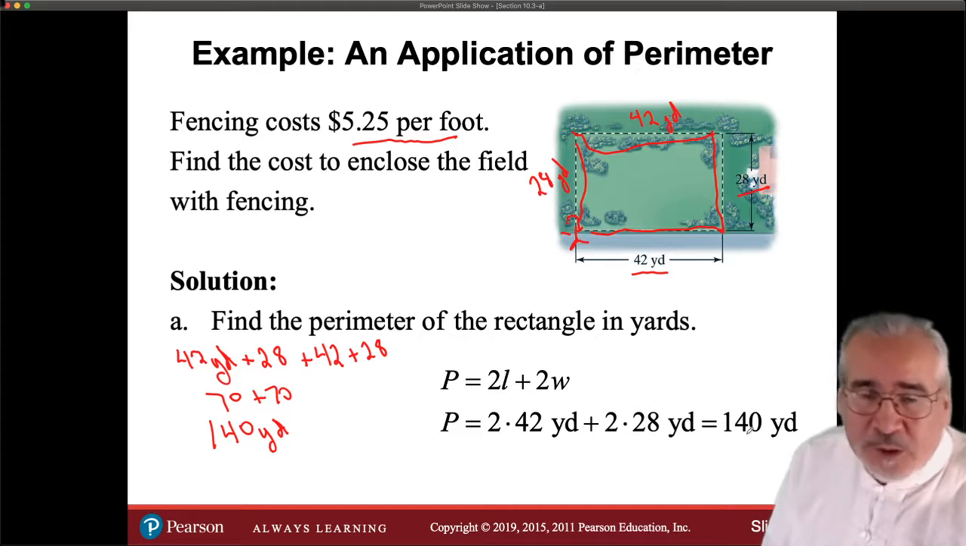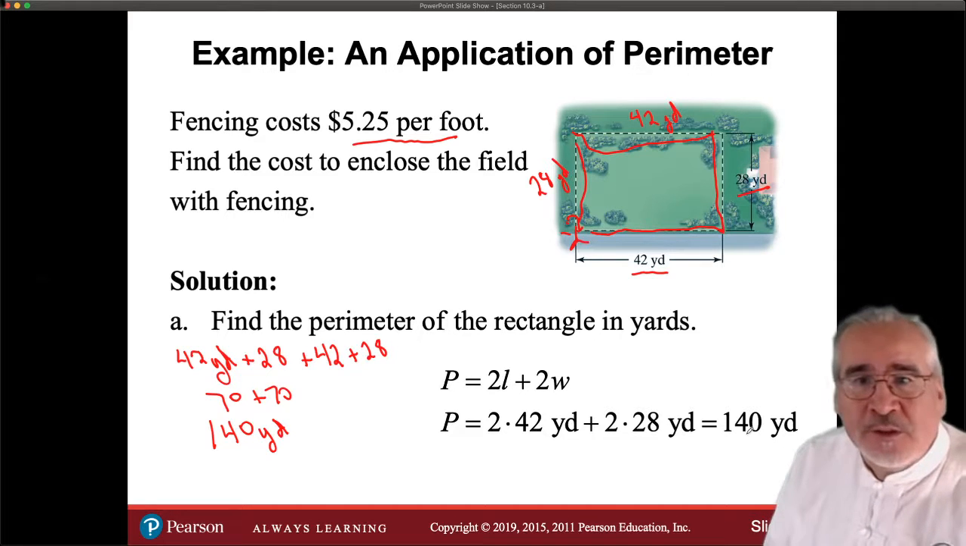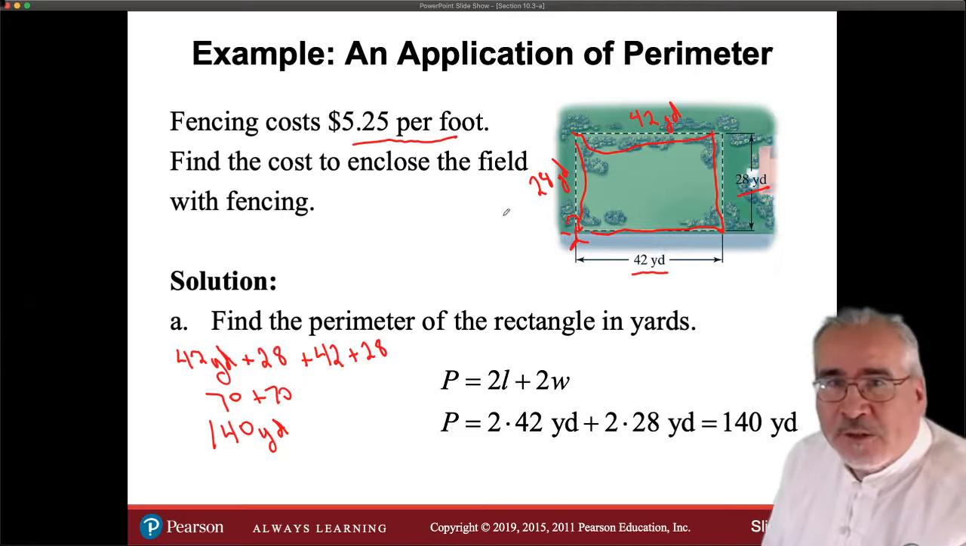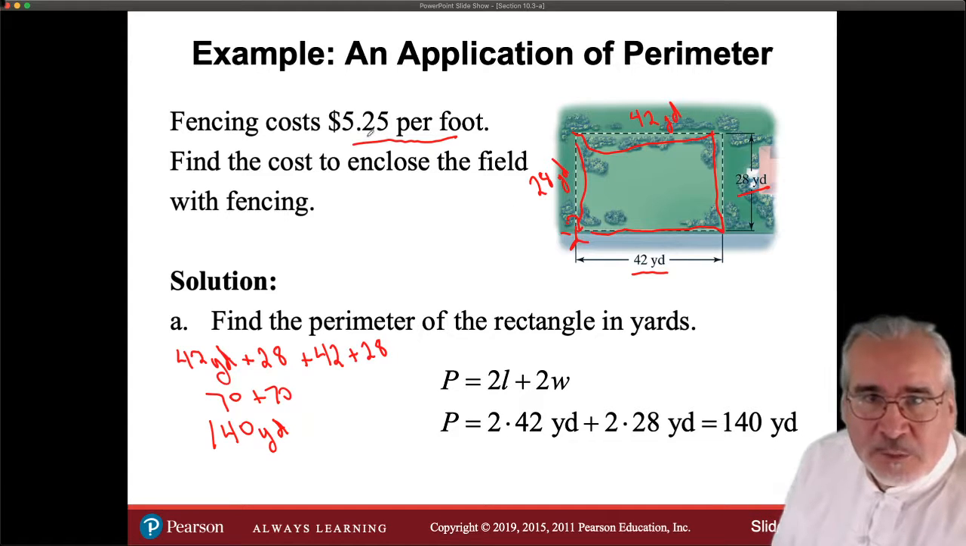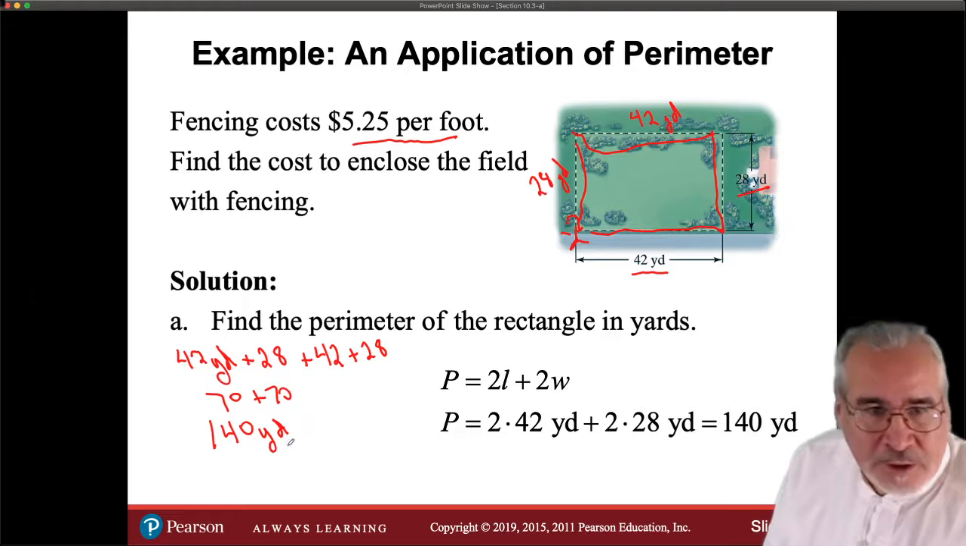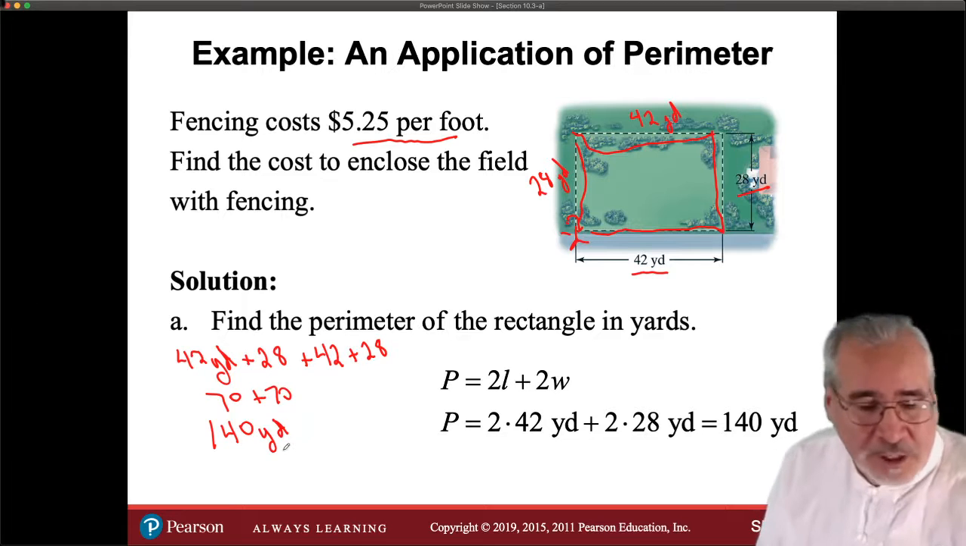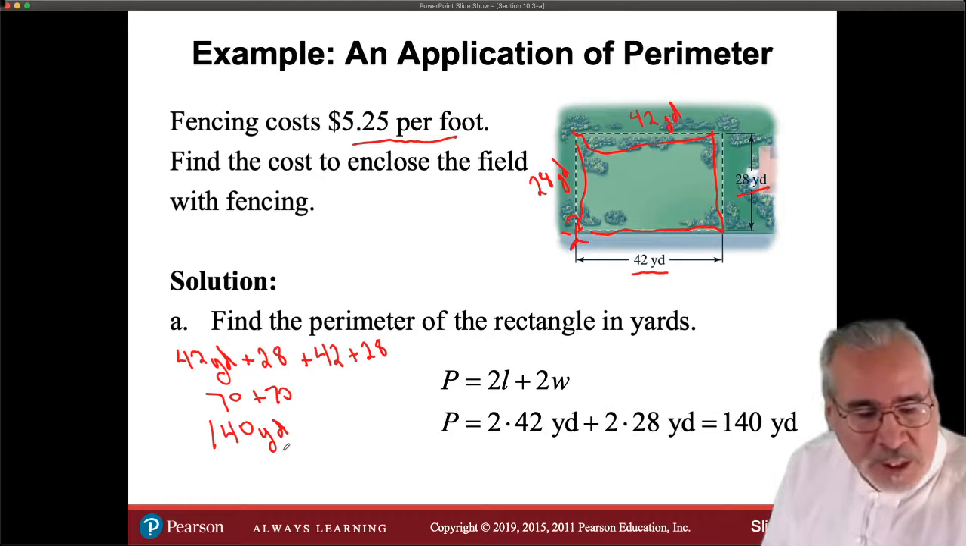I tell you, it's going to be short because all we're going to do next is figure out how much it costs to buy that fencing. And since it's $5.25 per yard, we just need to multiply this by the number of yards that are in the number of feet that are in 140 yards. So this ties us back to what we were doing back in chapter 9.